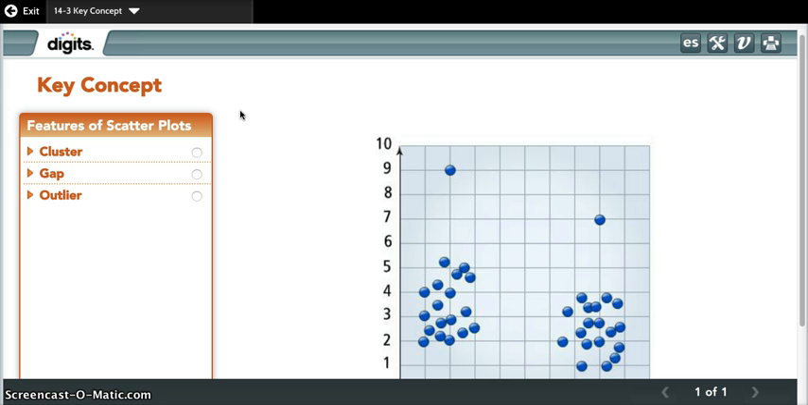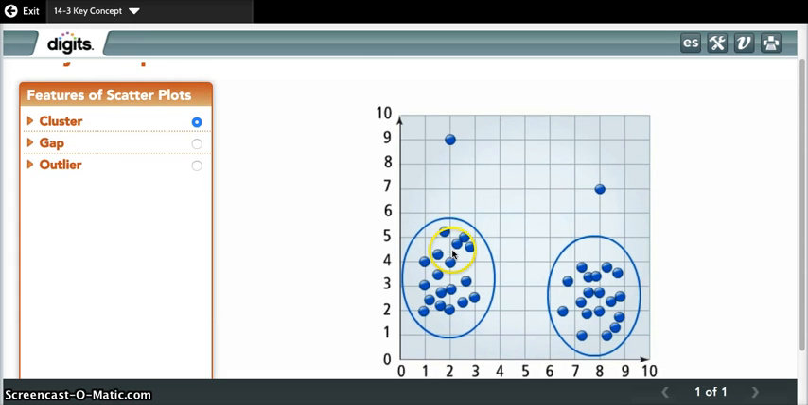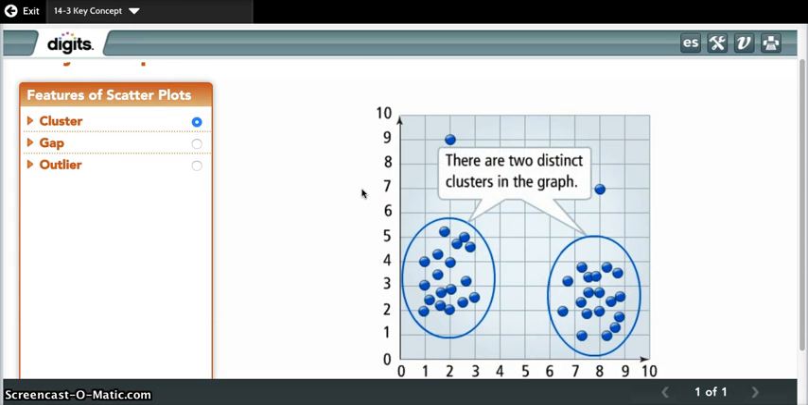The first one is cluster, and just like the word cluster, if we were to use it without talking about math, it just means a group of objects. That's exactly what a cluster is on a scatter plot. It is a group of data points. So there are 2 distinct clusters in the graph.